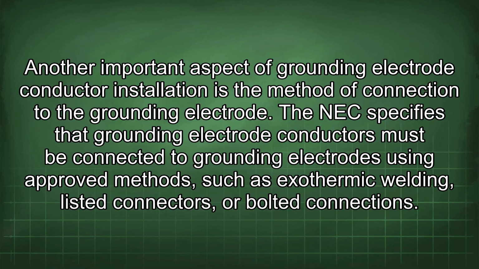Another important aspect of grounding electrode conductor installation is the method of connection to the grounding electrode. The NEC specifies that grounding electrode conductors must be connected to grounding electrodes using approved methods such as exothermic welding, listed connectors, or bolted connections.